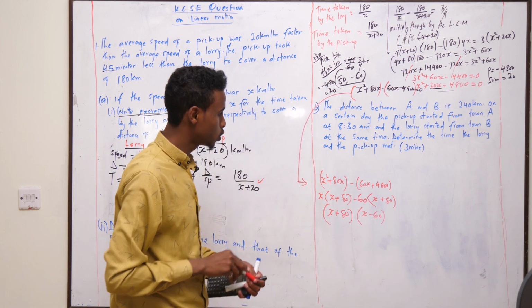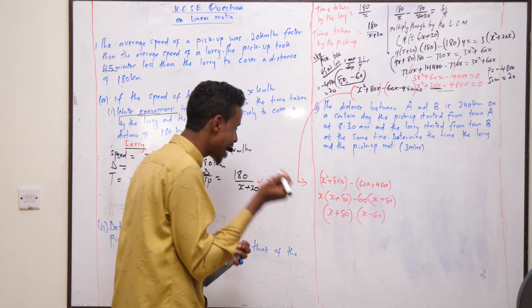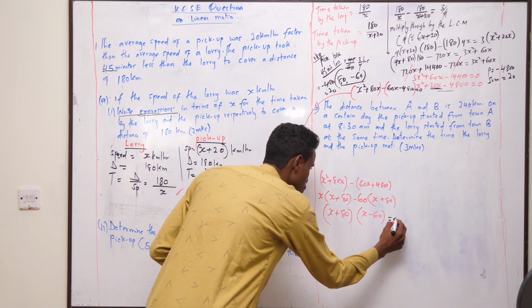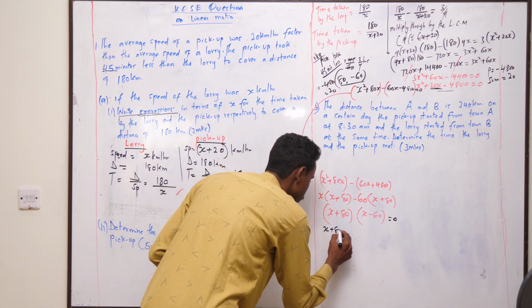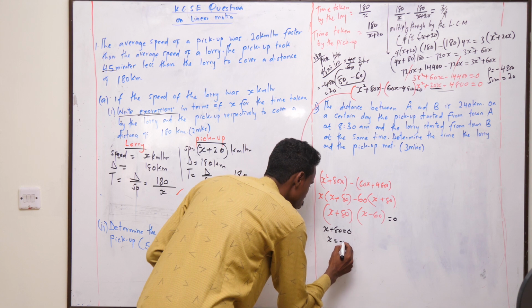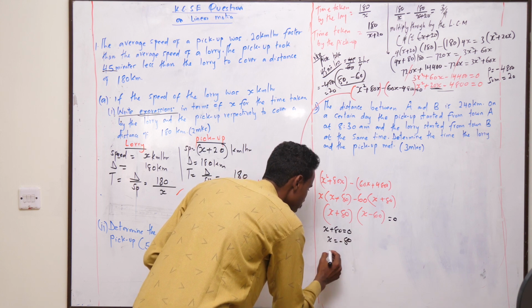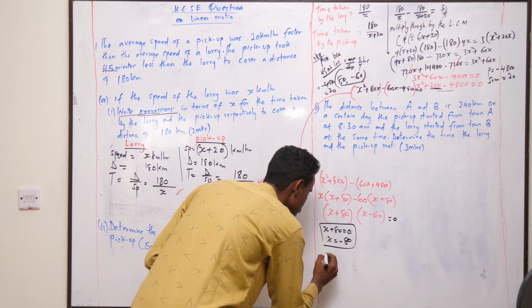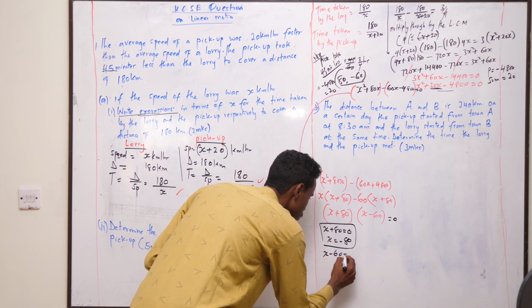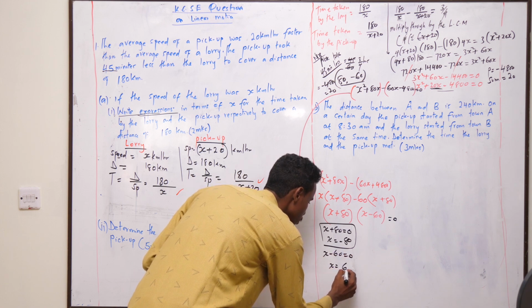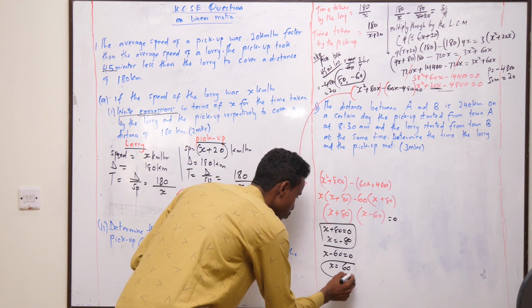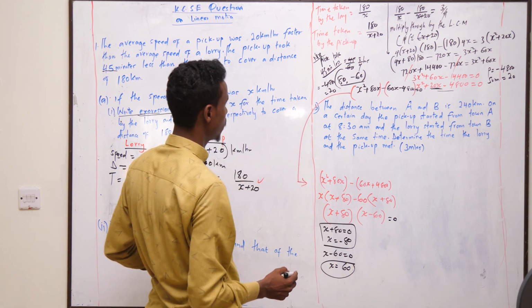And finally, this one it will be is equals to 0. It will be x plus 80 is equals to 0, x is equals to negative 80. That is 1. The second one was x minus 60 is equals to 0, x will be 60. Now we take the positive one.